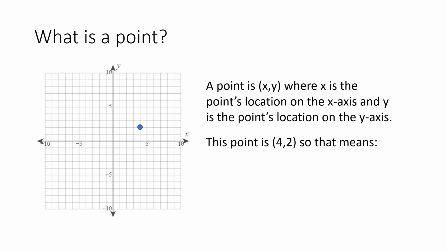So here I have an example. This point is 4 comma 2 in parentheses, so that means that x is equal to 4. 4 would be the x value or the x coordinate, and that is where the point is located on the x-axis at x equal to 4. And then y equal to 2 is the y value of that point, which is 2. It's also the y coordinate of the point, and 2 is where the point is located on the y-axis.